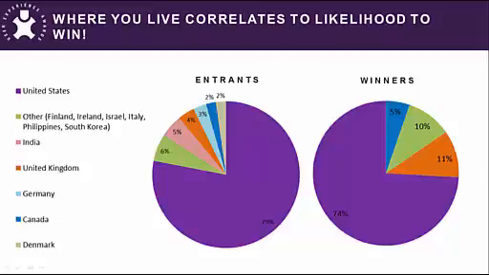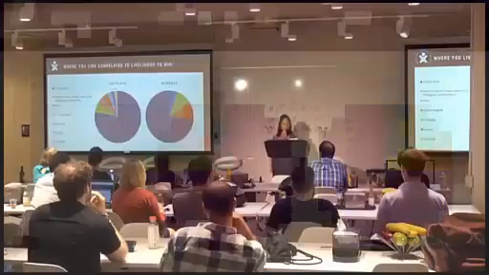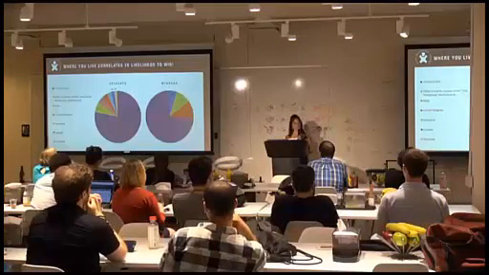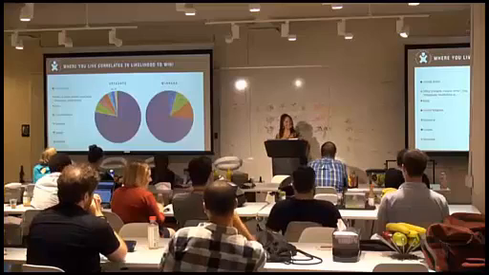So the UK had 4% of entrants, but they won 11% of the awards, so almost 3 times. And Canada had 2%, but they won 5% of the awards. So, you know, maybe you should move to the UK if you want to win a UX award.